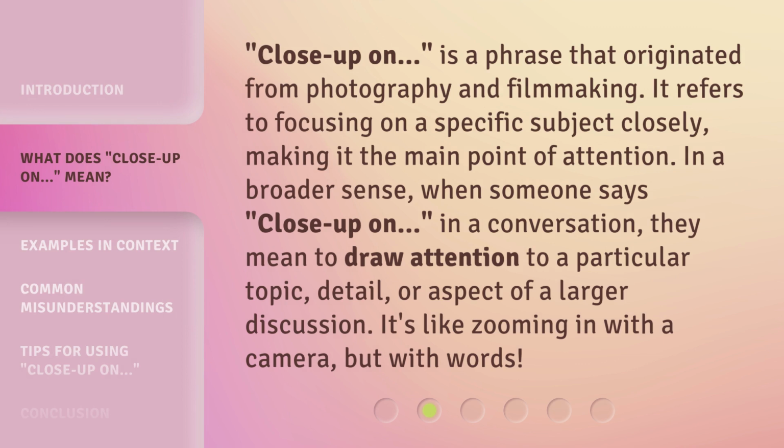"Close up on" is a phrase that originated from photography and filmmaking. It refers to focusing on a specific subject closely, making it the main point of attention. In a broader sense, when someone says "close up on" in a conversation, they mean to draw attention to a particular topic, detail, or aspect of a larger discussion. It's like zooming in with a camera, but with words.